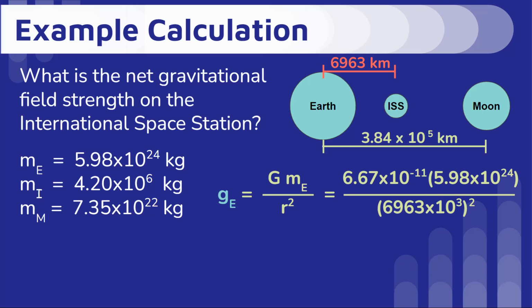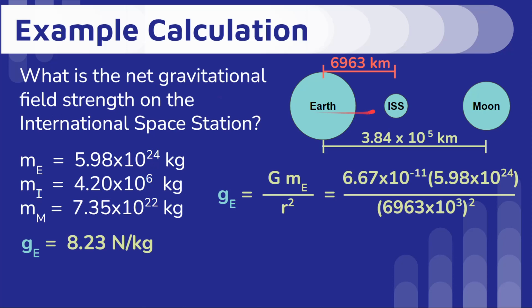If you multiply those values, 6.67 times 10 to the negative 11th, and the mass, 5.98 times 10 to the 24th, and divide by that distance squared, you're going to get this value. The gravitational field strength due to the Earth acting on that International Space Station is 8.23 newtons per kilogram. You'll notice that's a little bit less than it would be on the surface, because on the surface we're at 9.8. Now we're at 8.23.